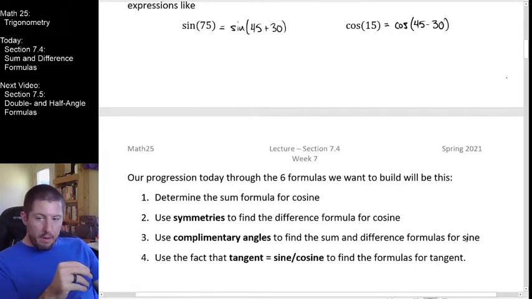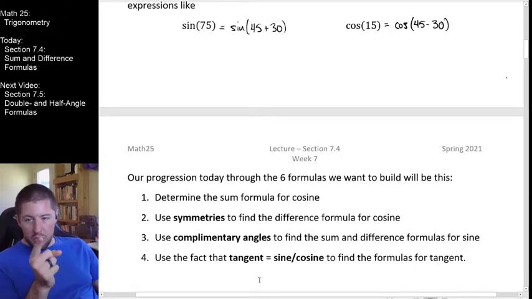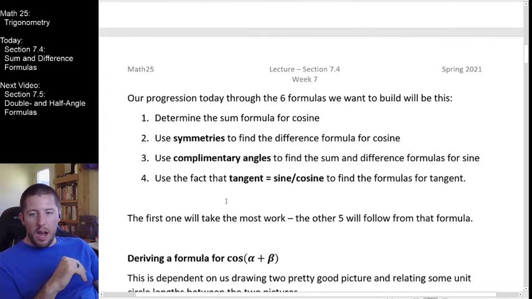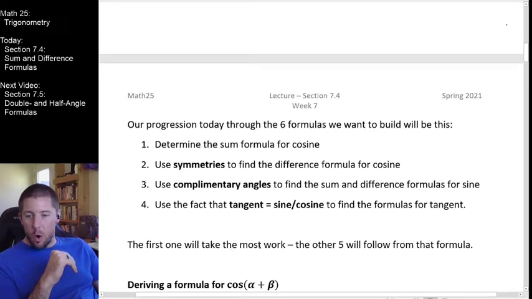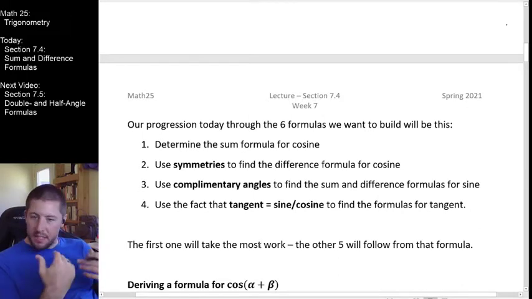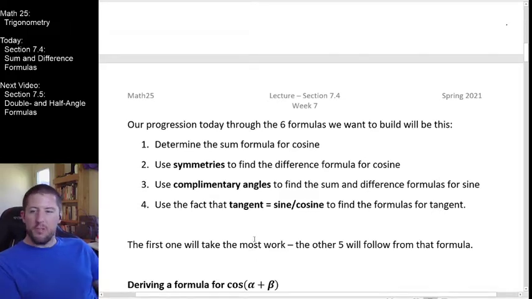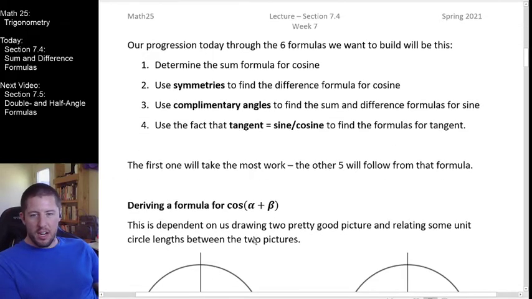Once we know everything we need to know about sine and everything we need to know about cosine, that means we can get the information we want about tangent by combining our sine and cosine information. We know that tangent is sine over cosine, so once we've got all the sine and cosine stuff, we just have to do some division and we're going to end up with the tangent stuff. So the first one is going to take by far the most work because we don't have any previous information to base it on. Once we have one of these 6 formulas, we get to keep reusing components of it to come up with the others. So all the rest of them will be easier than the first one. This first one is the hardest for sure.